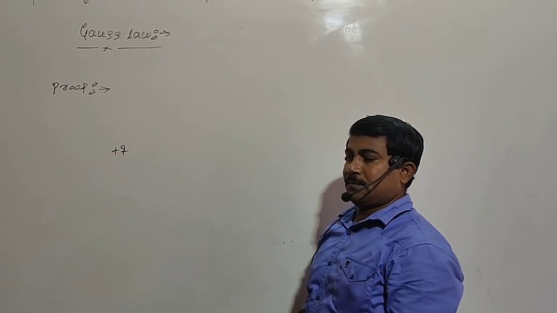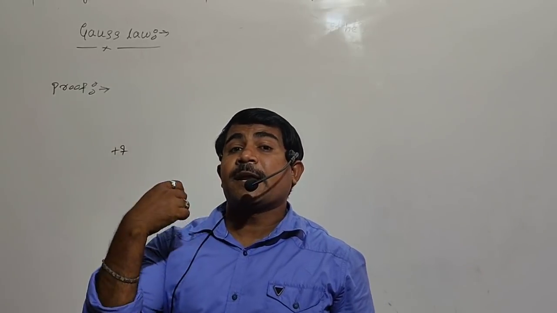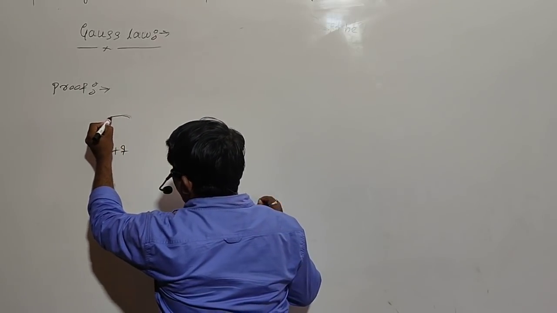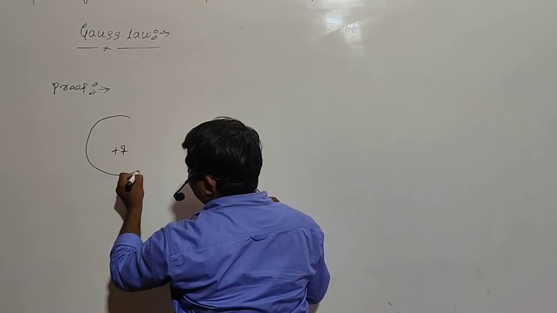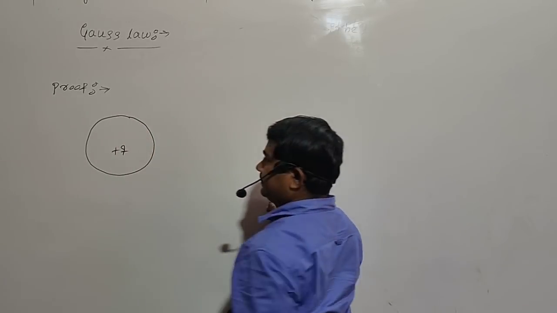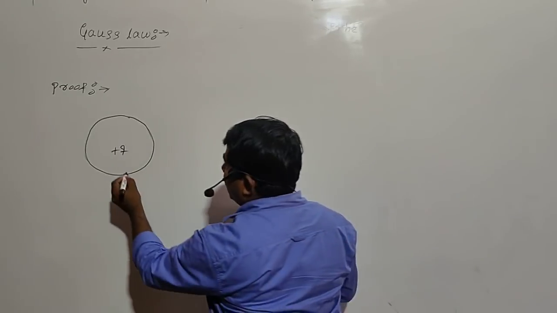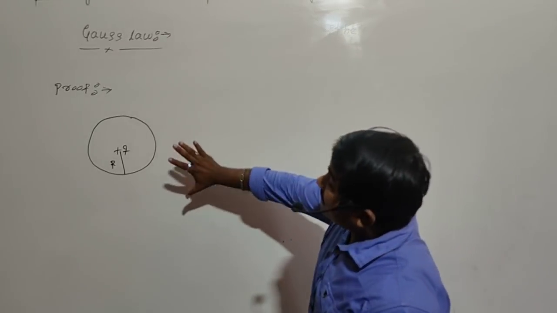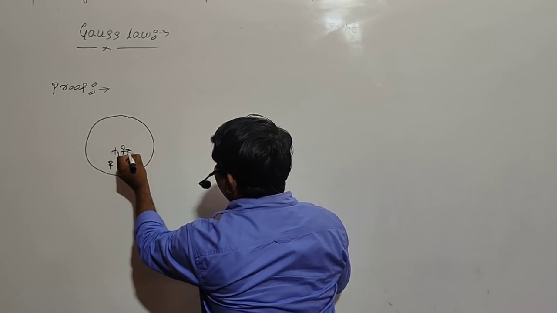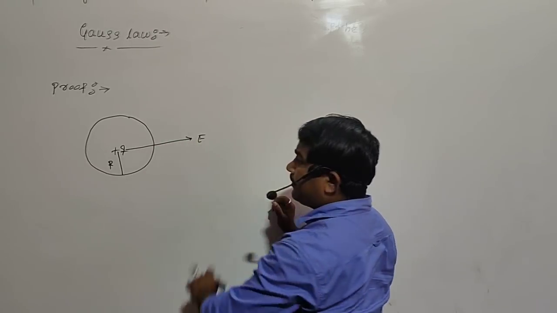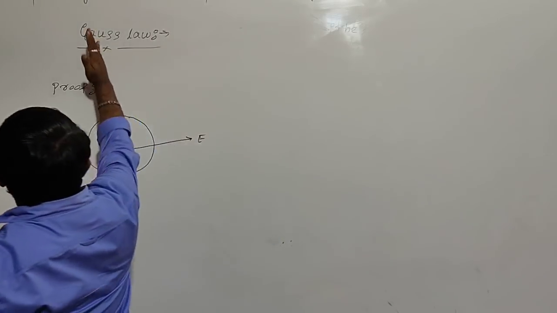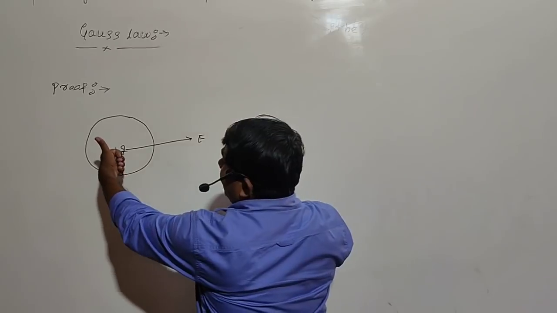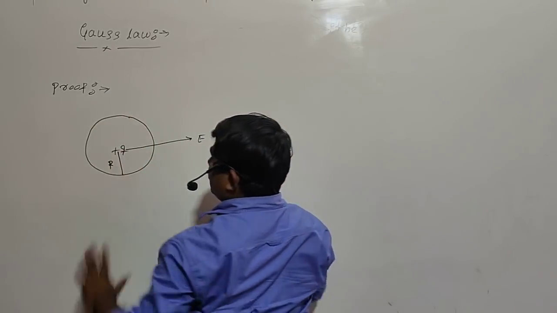This is the point charge. Let us construct a spherical Gaussian surface around this point charge. See here, this is the spherical Gaussian surface. This is the radius of this Gaussian surface. For this positive charge, the electric field acts radially outward at any point. Here also the same, and here also. At every point, the electric field acts radially outward in all directions.